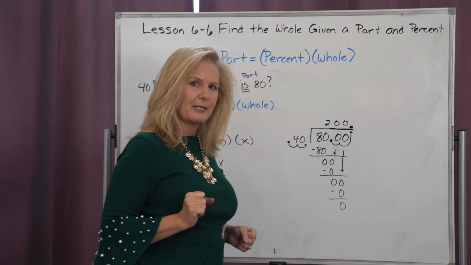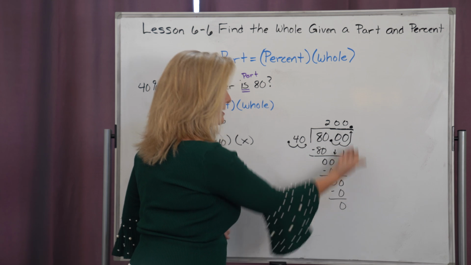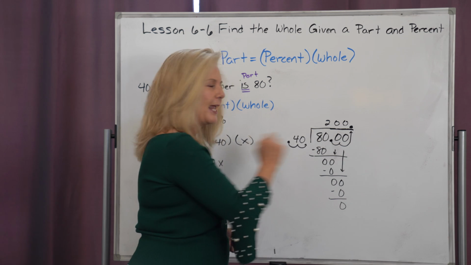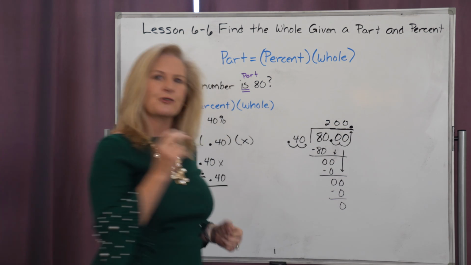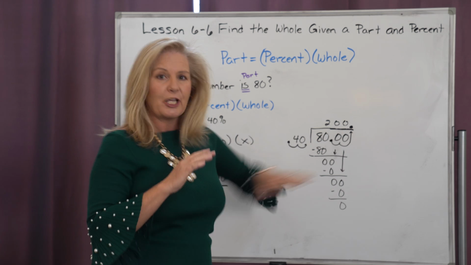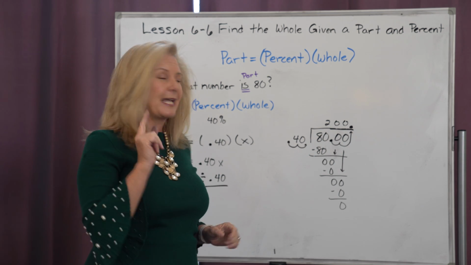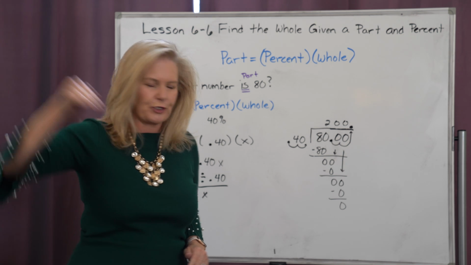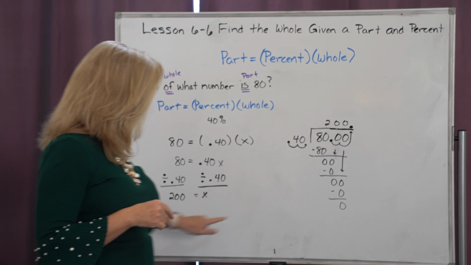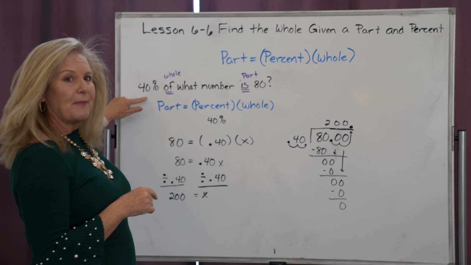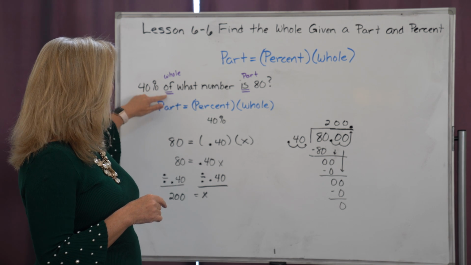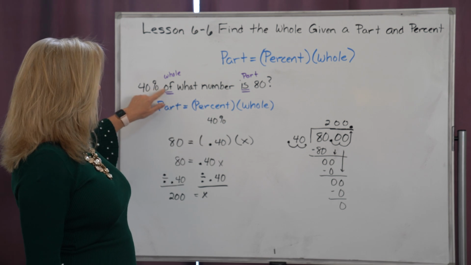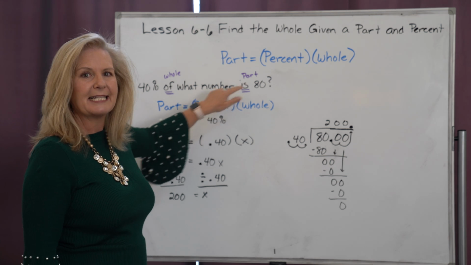So I'm going to pull that 0 down. How many times does 40 go into 0? 0. The biggest mistake kids will make is they'll put the 2 there, and then they won't fill in the extra zeros up to the decimal point. You have to do that. Now, because I was finding my whole, I expected my answer to get larger, and that's exactly what it did. So when I come back to the original problem, 40% of what number is 80? It's actually 40% of 200 is 80.